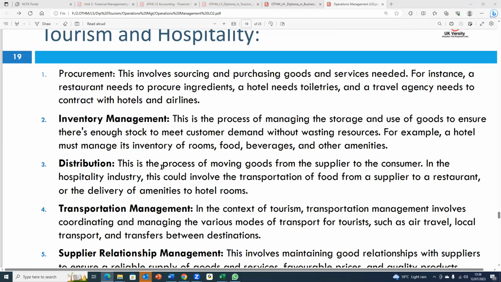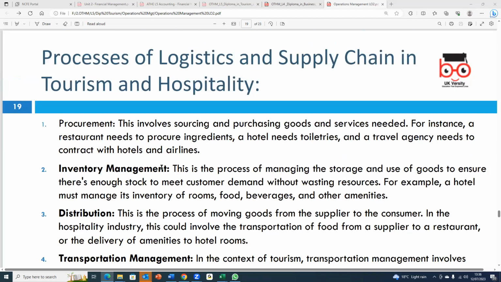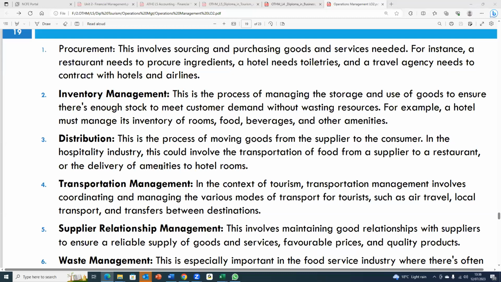Supply chain also, or logistics also involves the distribution of goods and services, movement of goods and services from the supplier to the consumer. You make sure that the food that you get from a supplier, the hotel ordering food from a supplier, or the materials that you order from a supplier to the particular hotel rooms, is supplied rightly, through the supplier to the customer.